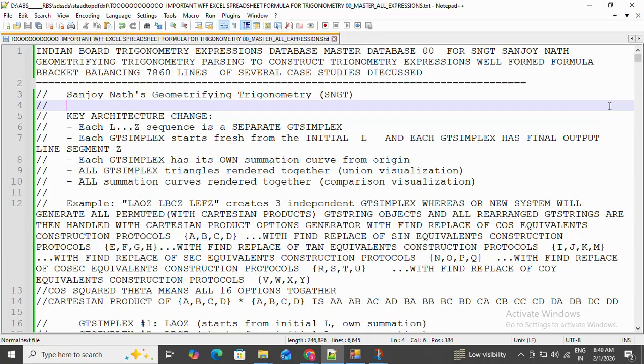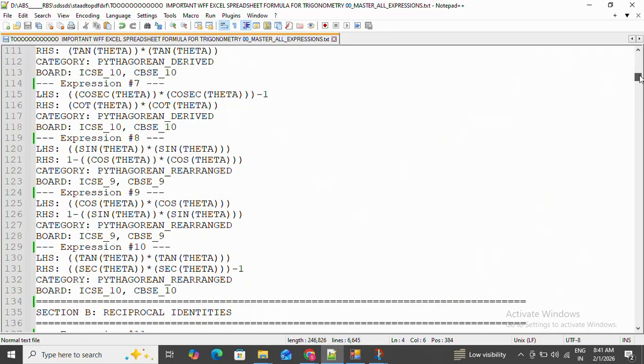First of all, here we are talking about the Indian Board of the Trigonometry Expressions database, the master database, and from Sanjoy Nath's Geometrifying Trigonometry, parsing to construct the trigonometry expressions, the well-formed formula, the WFF. Well-formed formula means the way we should encode the formula into the spreadsheet-like software. And the bracket balancing is very important. The bracket balancing means writing the formula in such a way that the bracket enclosings are completed.